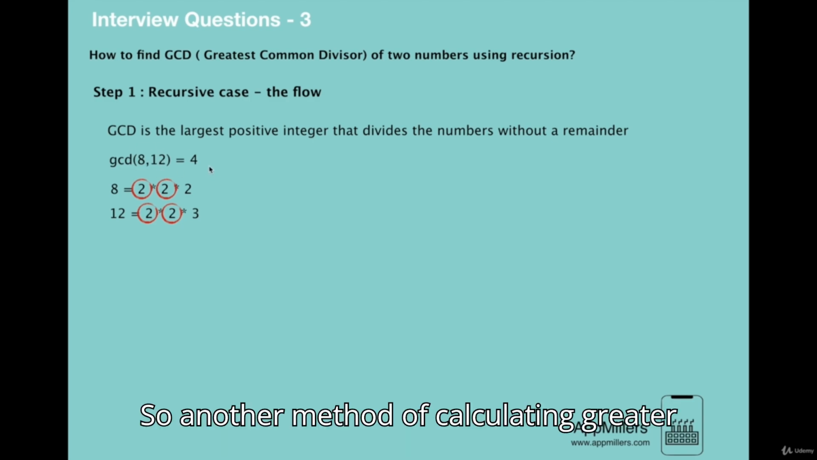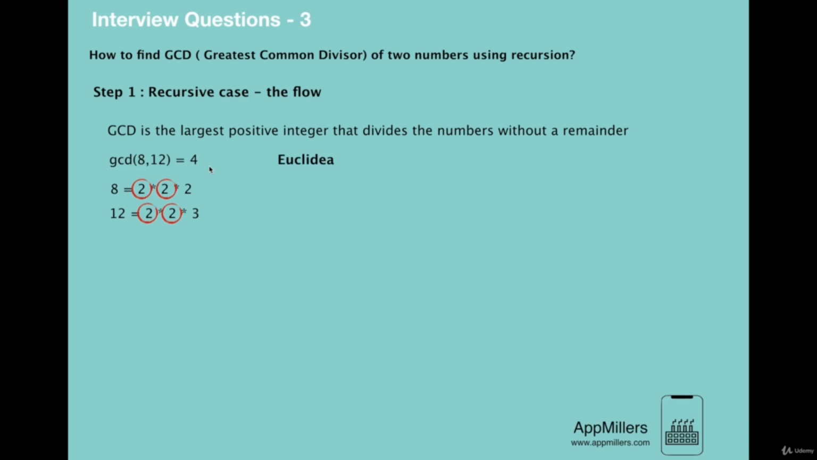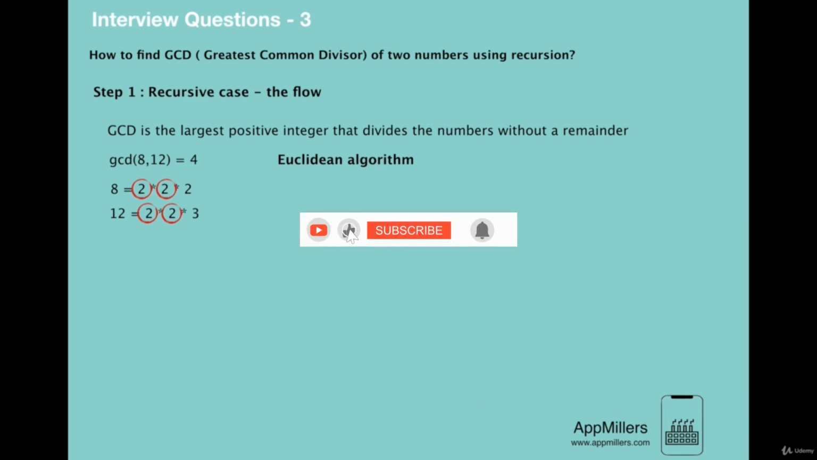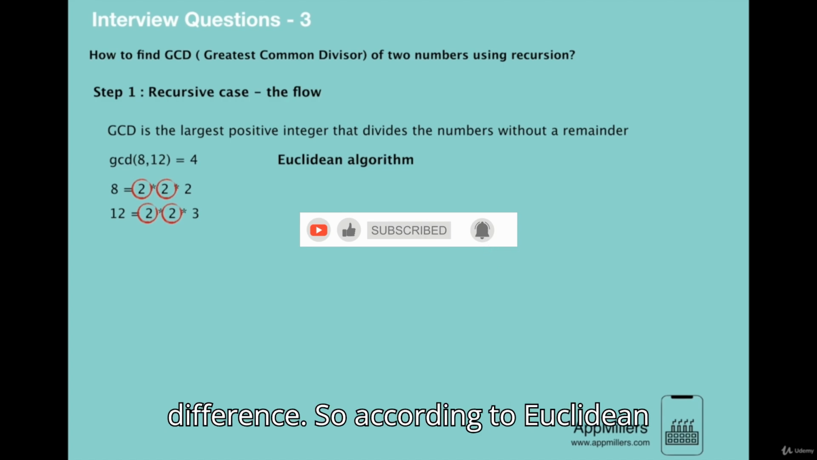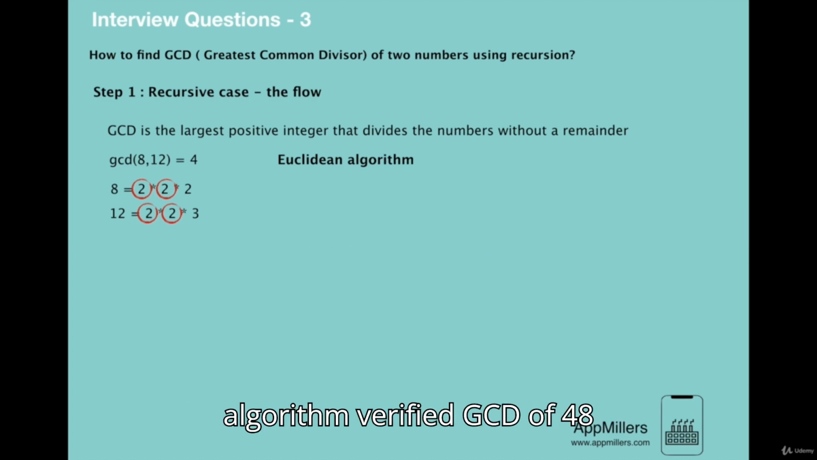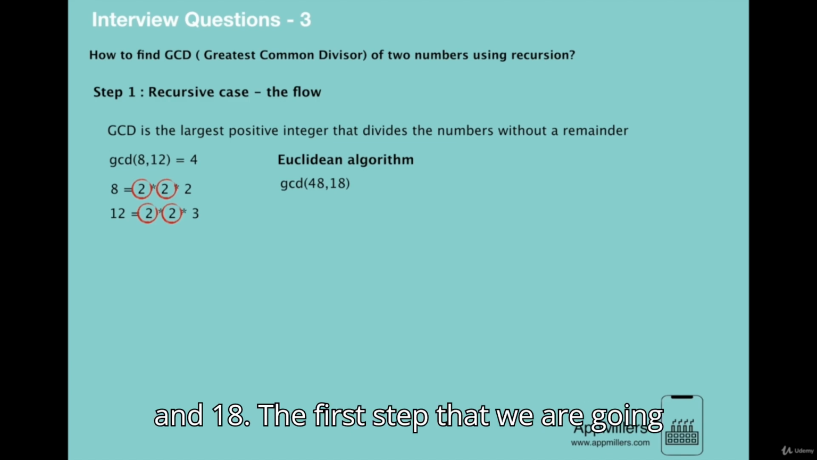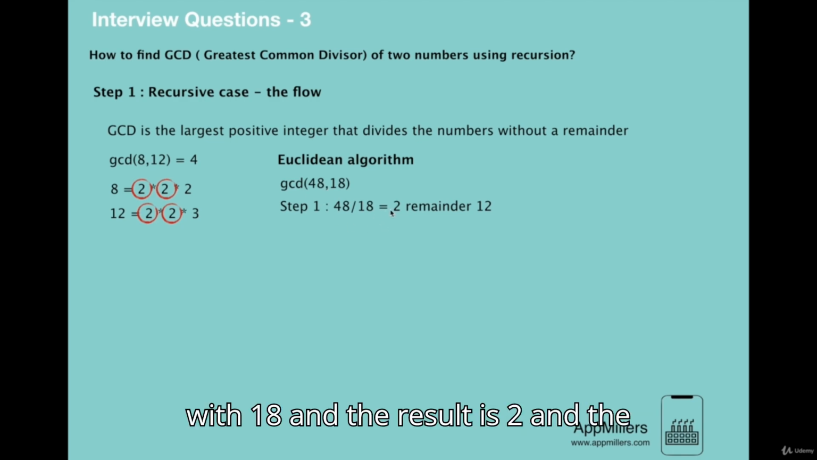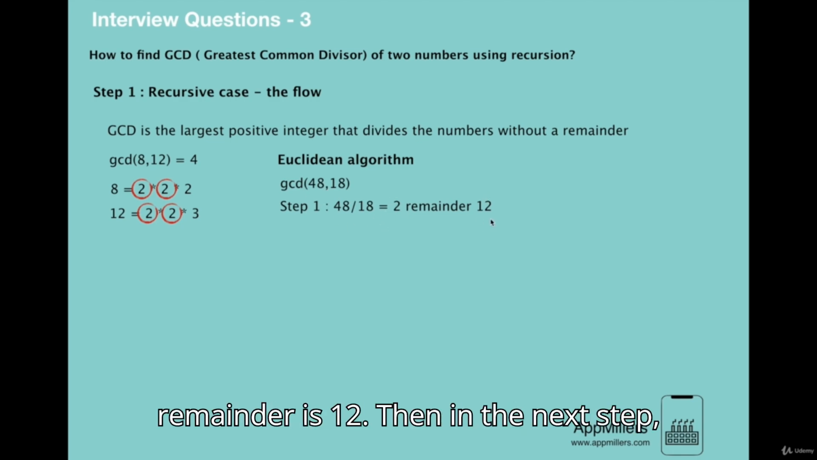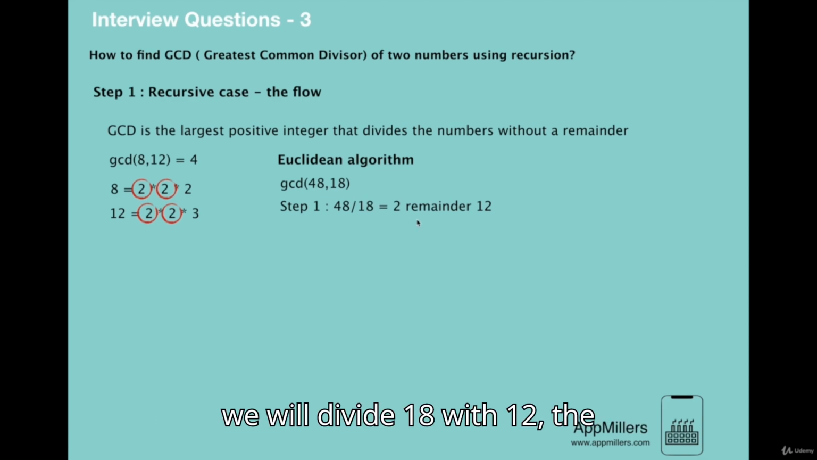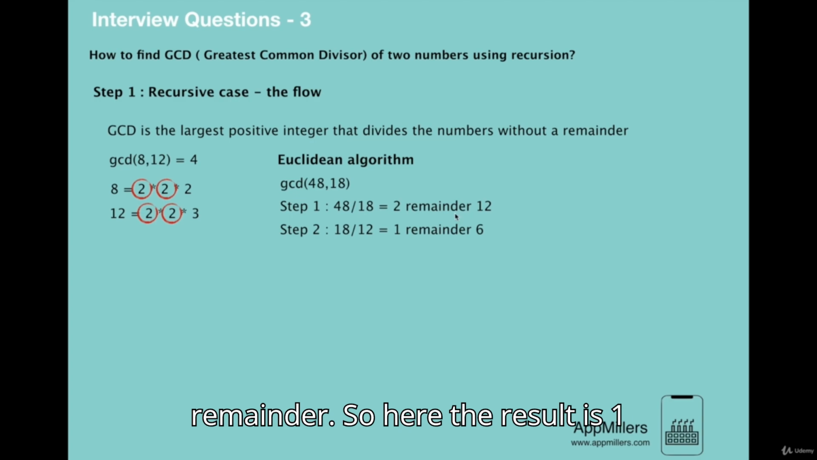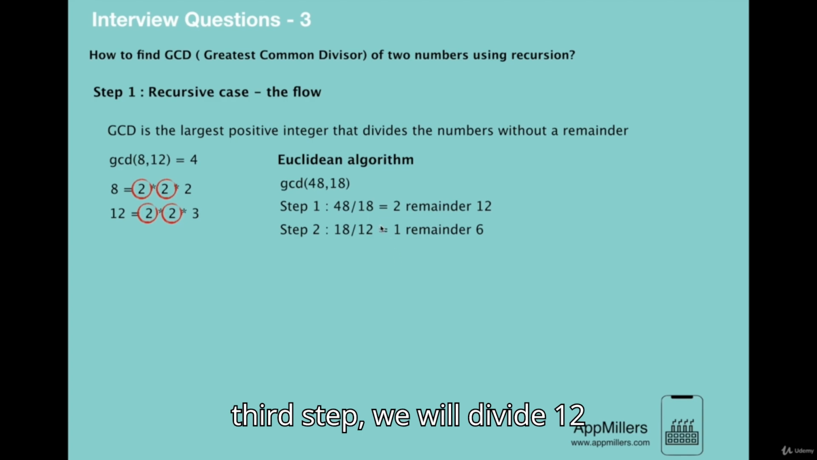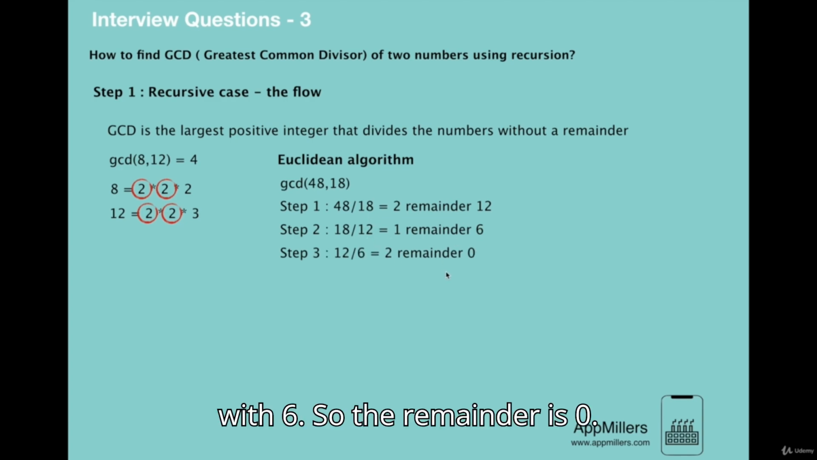Another method of calculating the greatest common divisor is the Euclidean algorithm. This algorithm uses the division algorithm in combination with the observation that the GCD of two numbers also divides their difference. According to the Euclidean algorithm, when we find the GCD of 48 and 18, the first step is to divide 48 by 18, and the result is 2, and the remainder is 12. In the next step, we divide 18 by 12, the remainder. Here the result is 1, and we have remainder 6. Then in the third step, we divide 12 by 6, so the remainder is 0.